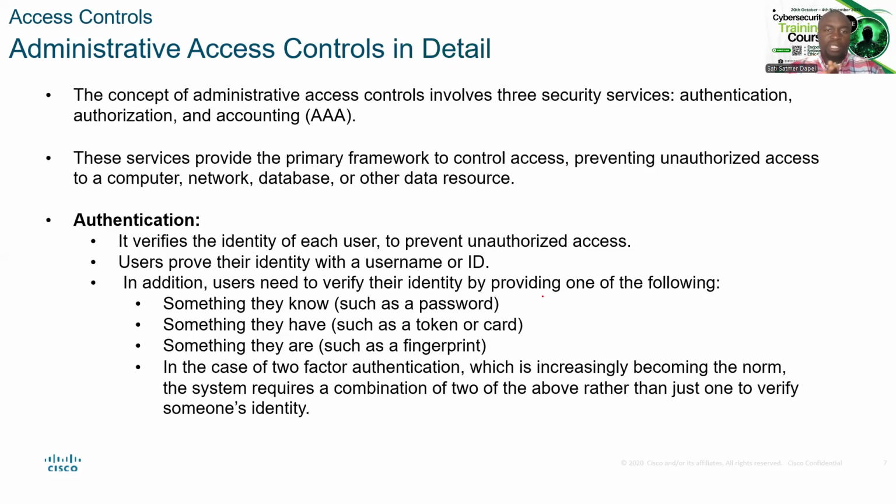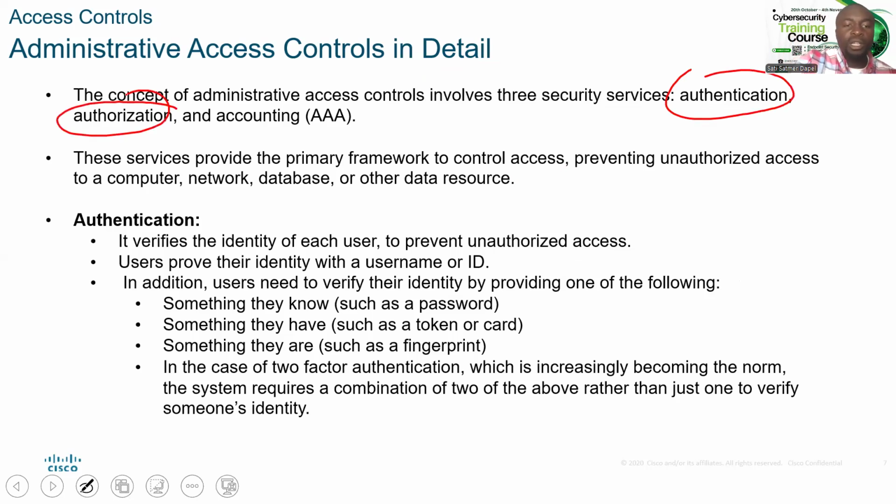Then the concept of administrative access controls involves three security services. Like we talked about, we have the authentication, the authorization, and then our accounting. We're going to focus on these three, basically. So when we say authentication, what does it mean? First of all, it verifies the identity of each user to prevent unauthorized access. So this verification is very important.